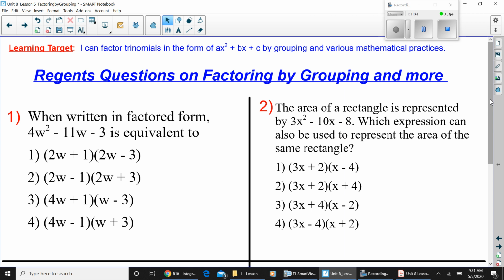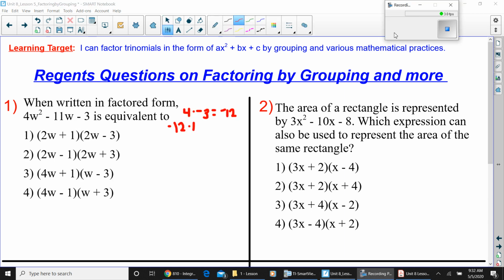and press pause now. So I found my factors pretty easily. 4 times negative 3 is negative 12. Then I had to pick two factors that add to a negative 11. And negative 12 plus 1 would be negative 11. And that's basically pretty easy.